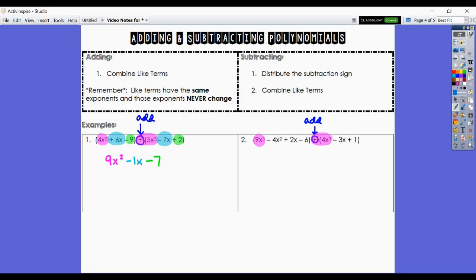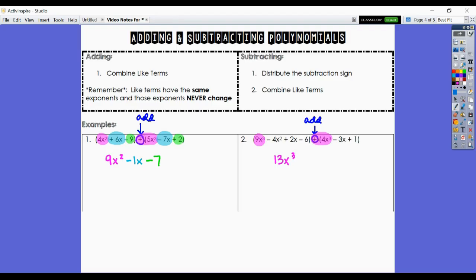9 plus 4 comes out to 13x cubed, because when I'm combining these, I'm basically saying how many x cubes do I have total when I have 9 in the first parentheses and 4 more x cubes in the second parentheses. We have our next term of negative 4x squared. There's no other term that's like it, so I can't combine it with anything, so I just bring it down. Then we go ahead and highlight 2x, that's positive, and it will combine with negative 3x. So 2 minus 3x gives me negative 1x.